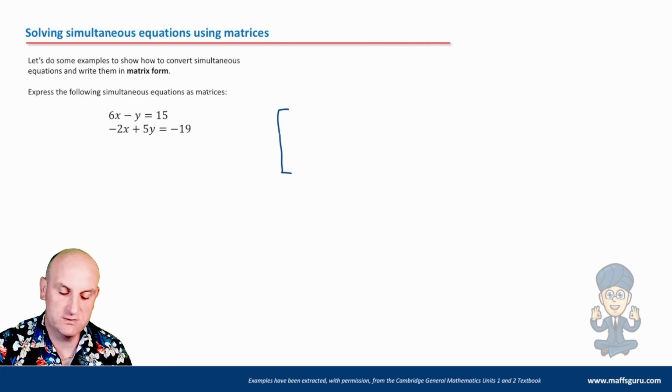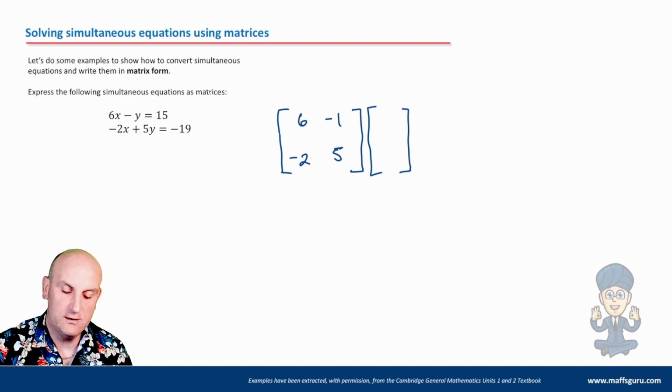So I just draw some square brackets. Right, 6 is in front of the x, I'm going to write 6 there. What's in front of the y? It is minus 1. Then I got minus 2 and positive 5. What's my next bracket got to have? Again, you just follow the rule, becomes xy. And the next one is the numbers at the end, which becomes 15 and minus 19.